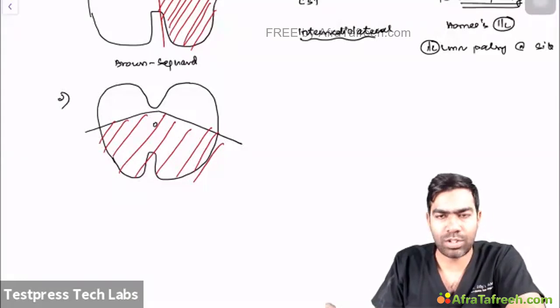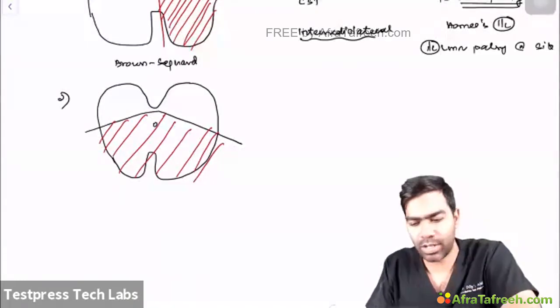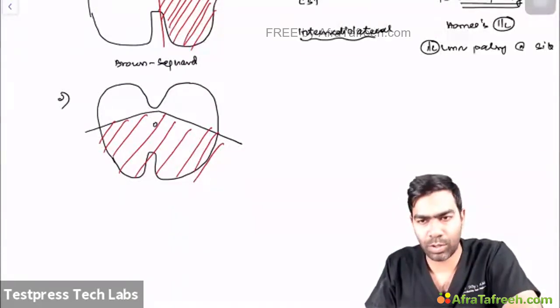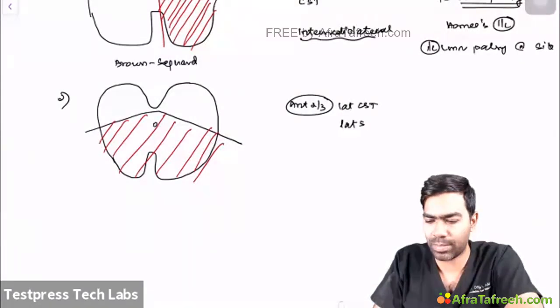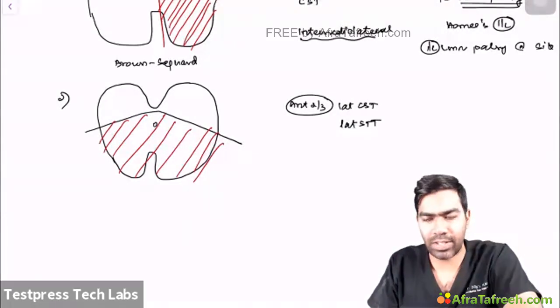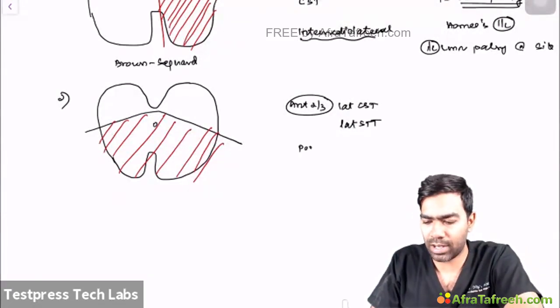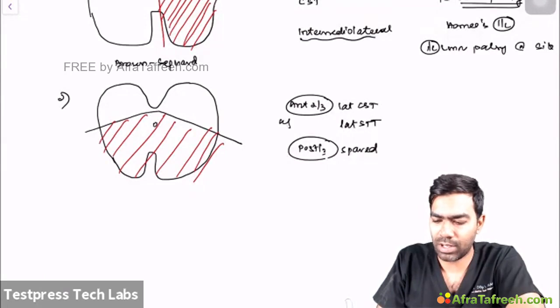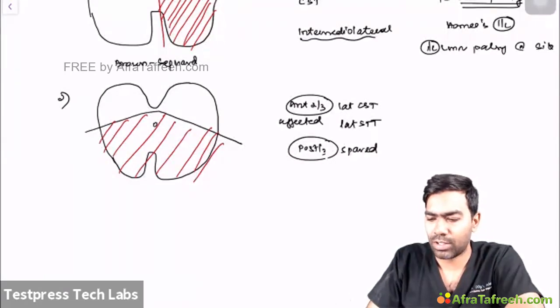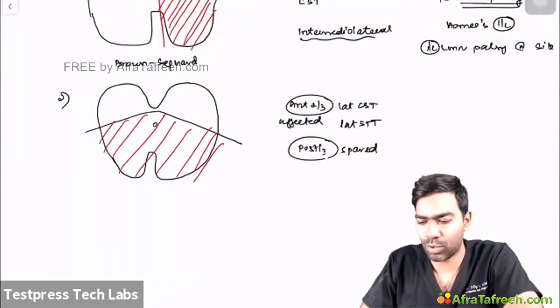Here the posterior 1/3 will be spared, which means we already talked about something called dissociative sensory loss. I'm going to reiterate again. Anterior 2/3 of the spinal cord is lost means you'll be losing the lateral corticospinal tract. You also will be losing the lateral spinothalamic tract, and you'll also be losing the anterior horn cells and everything in that particular zone. But what will be spared? The posterior 1/3 will be spared here, but anterior 2/3 will be affected. A typical example is anterior spinal artery occlusion, which you have discussed already.